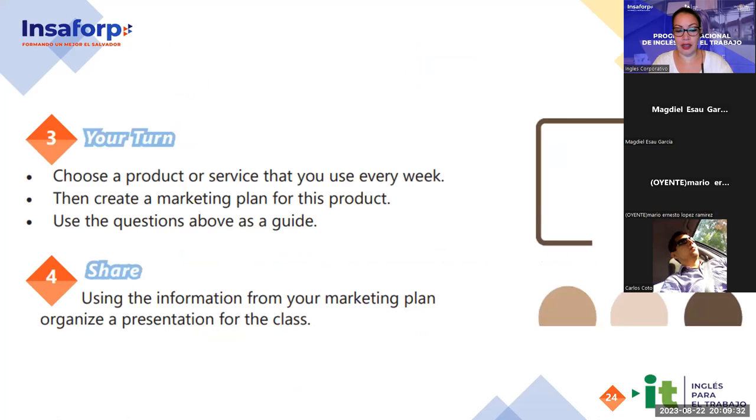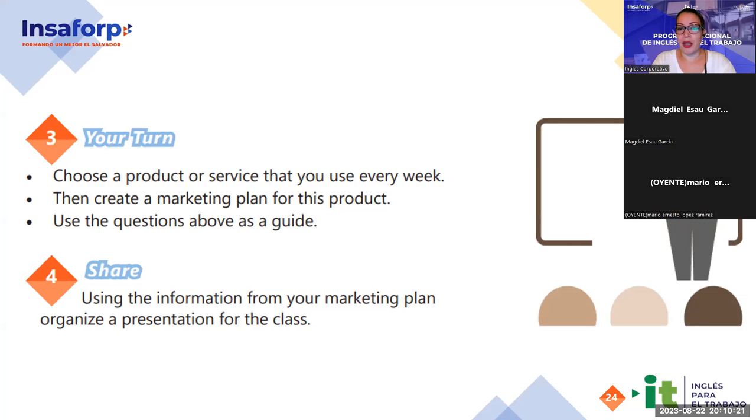Now, the next exercise is number three. It's on page 24. You have to choose a product or service that you use every week. Then create a marketing plan for this product and use the questions above as a guide. So we need to think of a product or a service that we use regularly, like every week. It can be maybe internet, or maybe it can be about food, a food service, or a product that can be a personal care product, maybe.